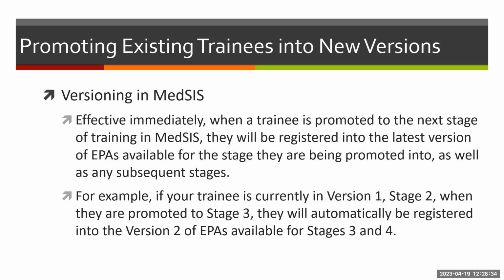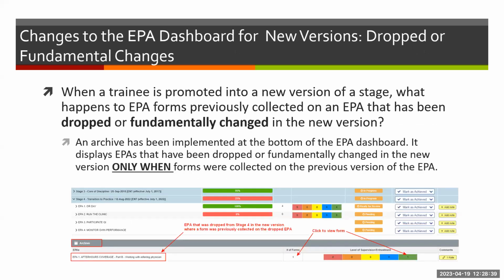Okay. With that said, I'm just going to show how the EPA dashboard for new versions has changed. This is in reference to dropped EPAs. As I mentioned, once your program transitions to CBME and they're doing this for a little bit of time, the Royal College may say, I actually don't think that this particular EPA is helpful or applicable, so we're just going to drop it altogether, get rid of the entire EPA. Or maybe they're going to keep the EPA, but they're going to make some significant changes to how it's written or any of the requirements that are needed. This is just showing how the MedSIS dashboard itself would be affected by this change.